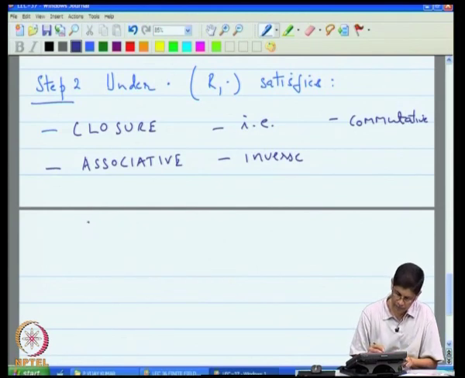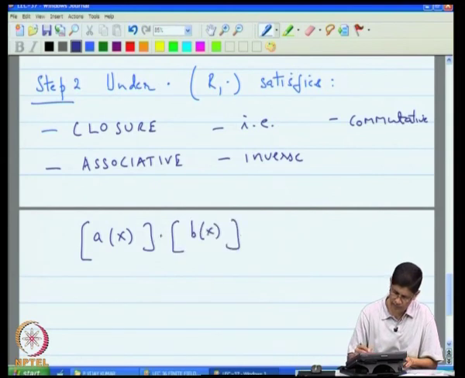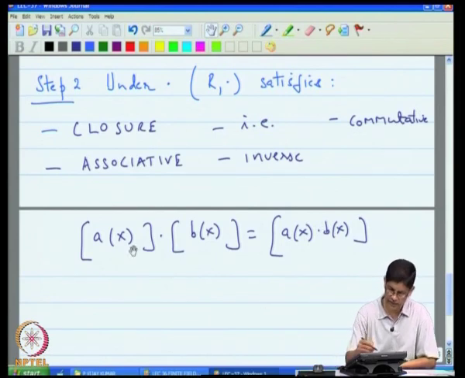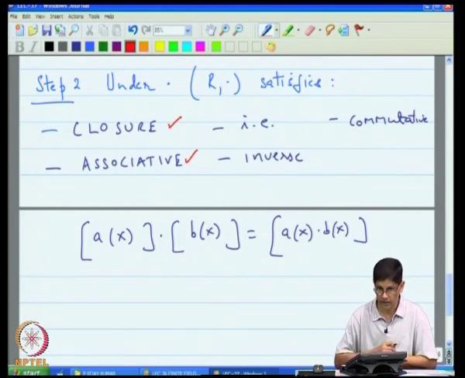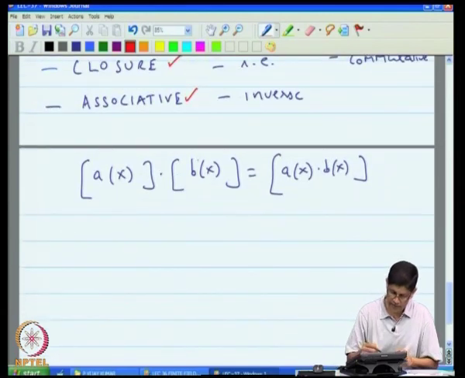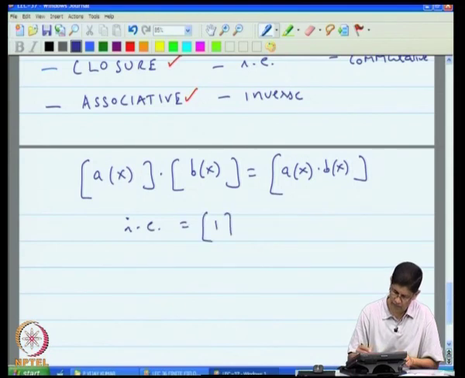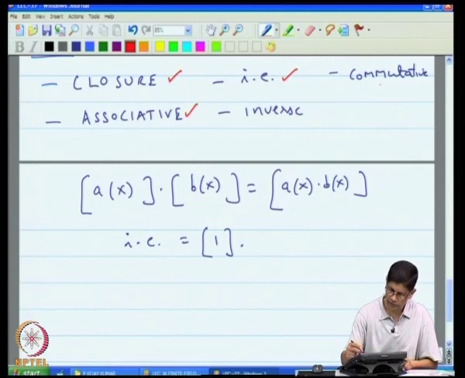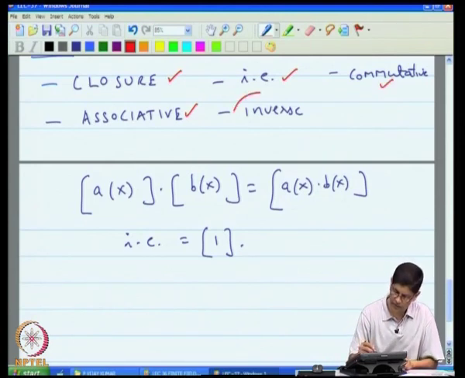Now, this time we are talking about the operation which says that the equivalence class of A times the equivalence class of B is the equivalence class of A of x times B of x. So, this is what we are actually saying, and closure is immediate just from the definition, nothing to prove. Associativity is just as easily verified in the multiplicative case. The identity element is easy to see: it is the equivalence class of 1. So, even that is straightforward. Commutativity is also straightforward. So, the only thing that really requires some work is the inverse.